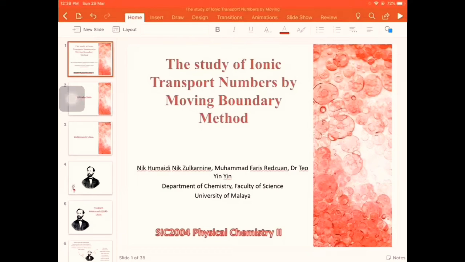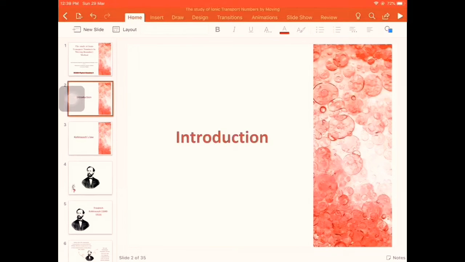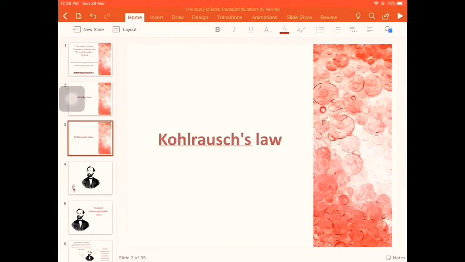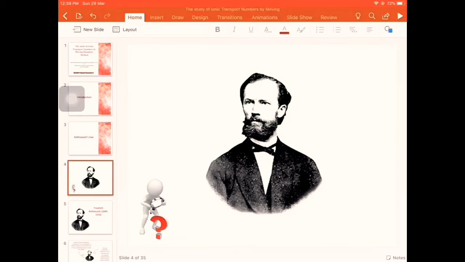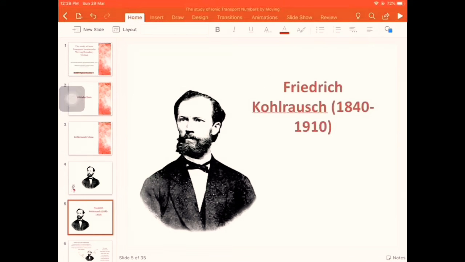Now we're moving on to the introduction of this experiment. There are a few terms that I would like to introduce. The first one is the law that I keep mentioning throughout the experiment, which was founded by a German physicist. This is the Kohlrausch law, and this is the founder, Friedrich Kohlrausch. He was a German physicist, born in 1840 and died in 1910.